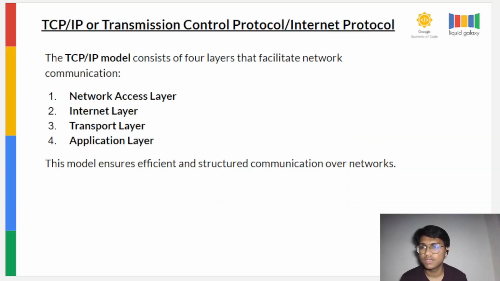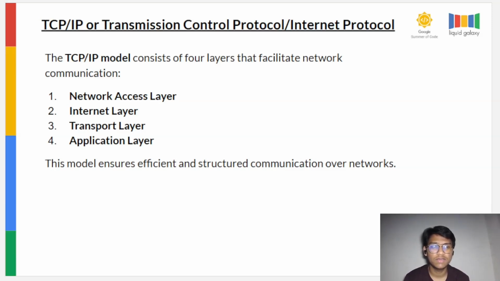So first is TCP/IP. Basically, this stands for Transmission Control Protocol or Internet Protocol. It has basically four layers. First one is the network access layer. This network access layer handles physical data transmission using Ethernet or protocols like ARP for communication within the same network.